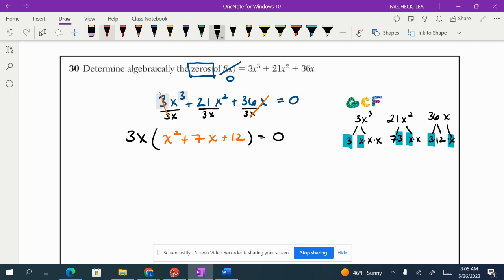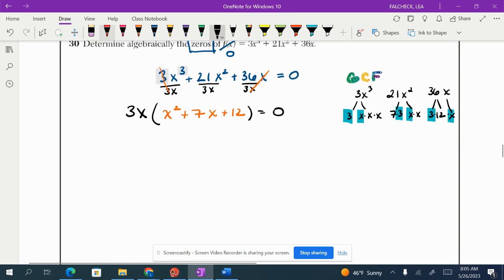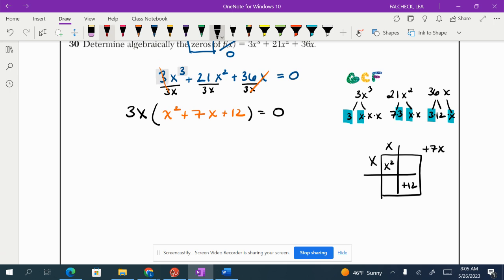Okay. So now I have a GCF out front, and then I have a trinomial in parentheses. Let's see if that trinomial is factorable, because that would be the easiest way to get this into a form where we can solve. So I'm trying to think in my head now. What are the factors of 12 that add up to 7? Oh, 3 and 4. Excellent.